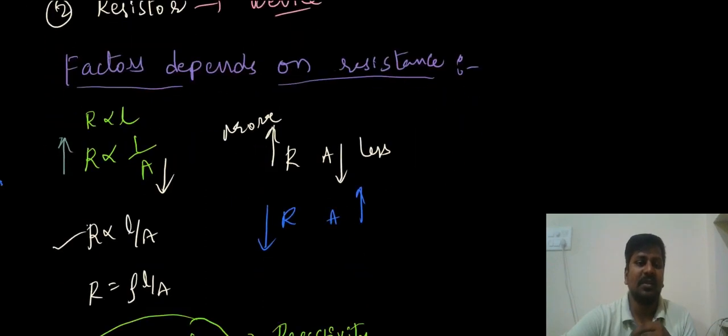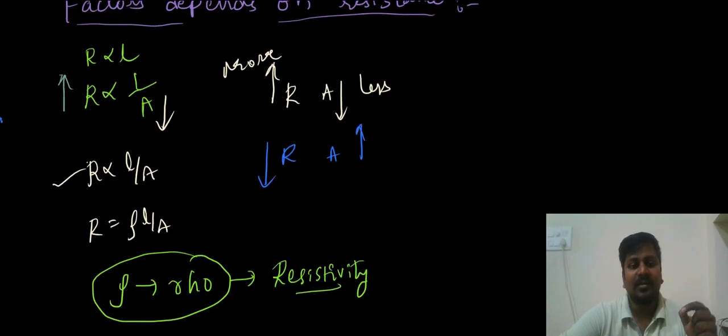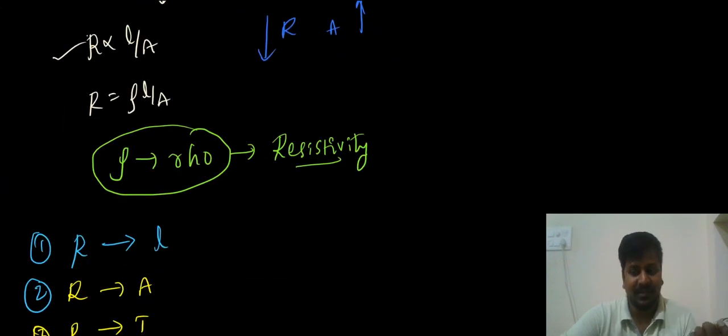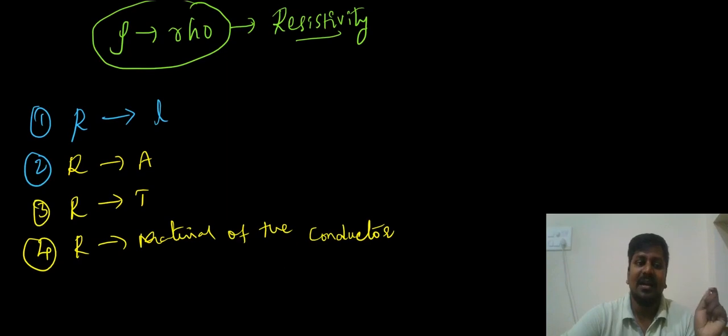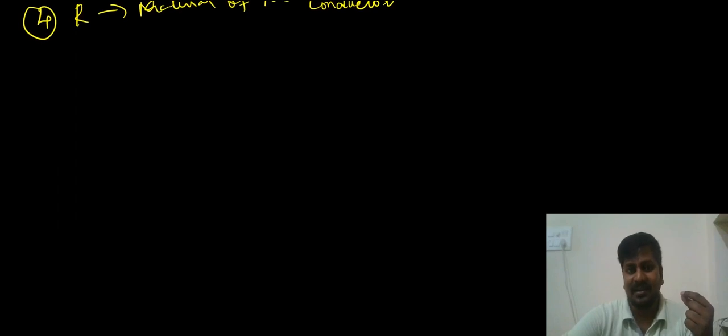Next one. What are the factors that resistance depends on? One is the length of the conductor. Another one is the area of the cross section of the conductor. So you can take R equal to rho into L by A. Rho is the resistivity. R depends on length, area of cross section, temperature, and material of the conductor.